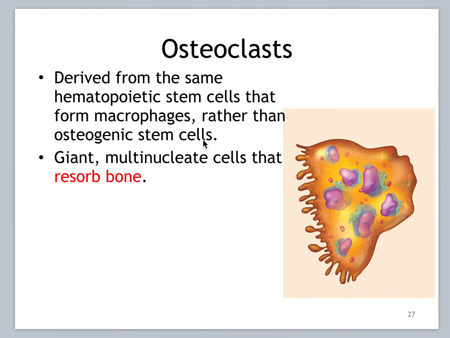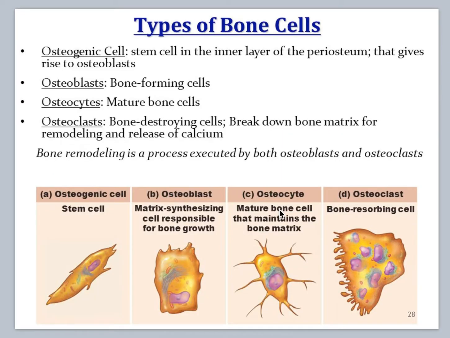So it says here that these are derived from hematopoietic stem cells that are from macrophages rather than from osteogenic stem cells. So this comes from a different line, a different family of cells. These are giant multinucleate cells that resorb bone. So you have this interplay between cells that build bone and cells that resorb bone. This just gives a summary of these cells.